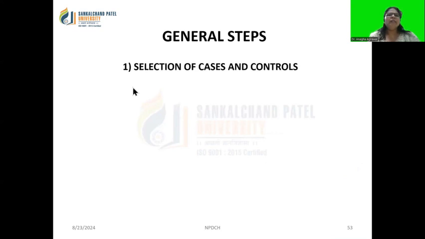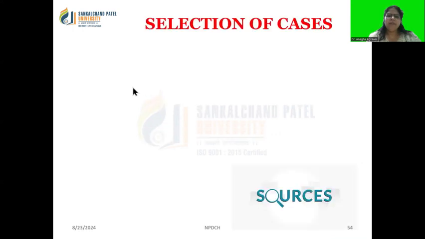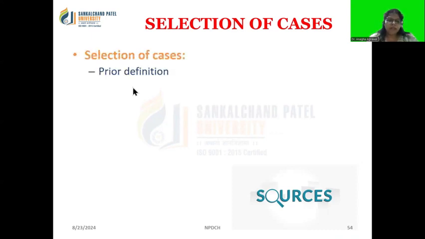So the steps being selection of cases and controls from the population, matching, measurement of exposure, analysis, and interpretation. So one by one now, selection of the cases. How do we select cases from the population? So very first is prior definition. This we've already discussed in the previous session, that you have to have a definition, your own definition or the operational definition for that particular research purpose, which will define your disease. That means the eligibility criteria, whom to call as cases.